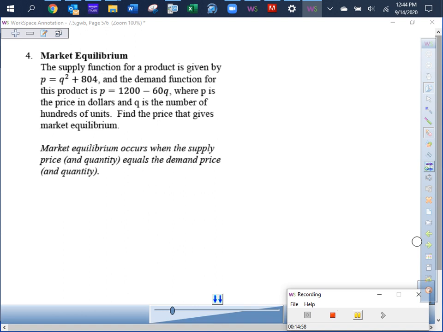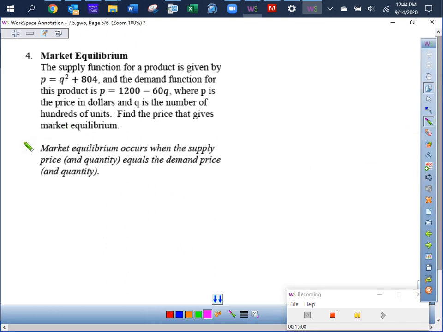Last problem of the day. I'll let you read it. Give it a good read. Pause the video and give it a read. Usually the number one question is, what does market equilibrium mean? I say, just keep on reading.